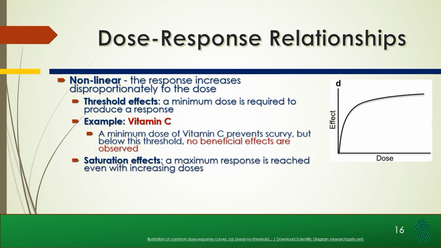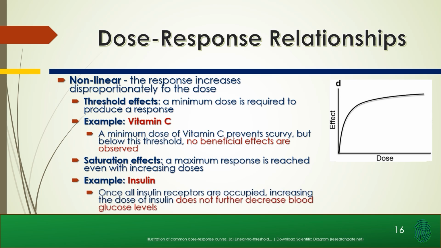We have saturation effect. A maximum dose response is reached, even with increasing doses. An example is insulin. Once insulin receptors are all occupied, increasing the dose of insulin does not further decrease blood glucose levels.